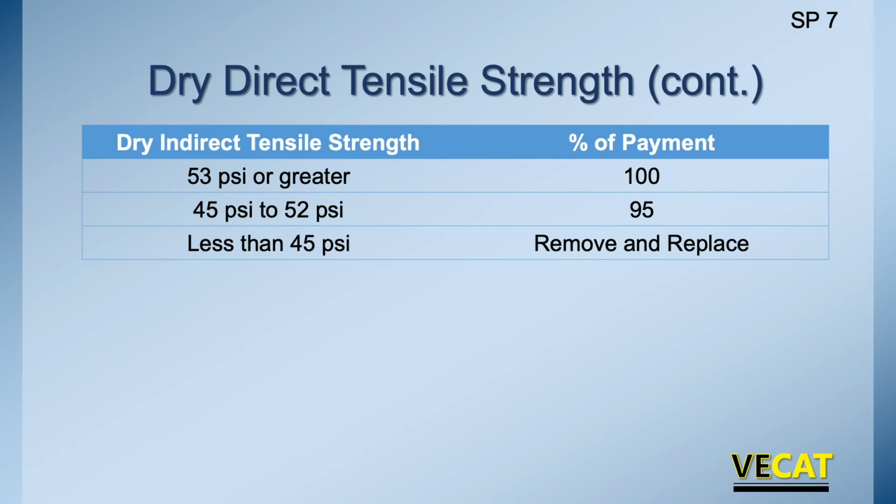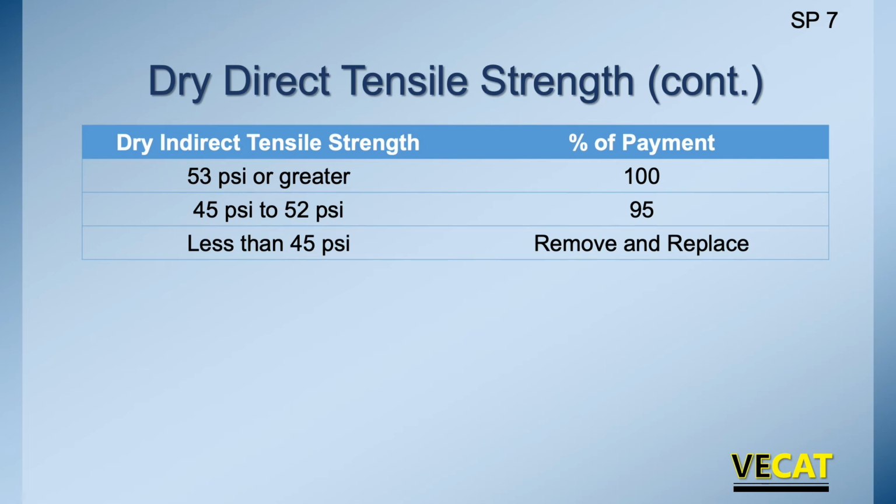So if we're at 53 psi or greater, that's 100% pay. So if we're using foamed asphalt and we've compacted that sample and we've tested, as long as we're at 53 psi or greater, we're good to go. But if we're less than 45 psi, we're in a remove and replace situation. And if you're between 45 and 52 psi, you're at 95% pay.